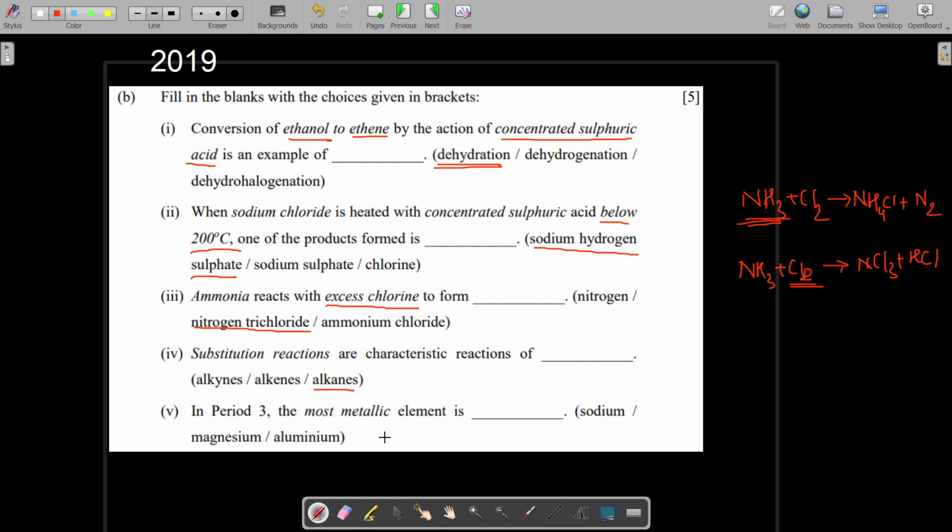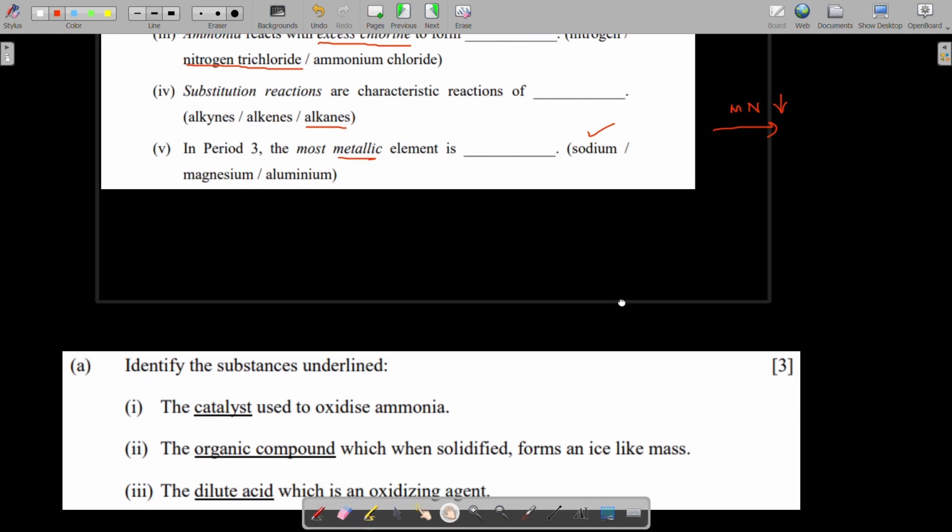Period 3. Most metallic element: sodium, magnesium, aluminium. They are in the same period. So across the period, what happens? Metallic nature decreases across the period. So sodium is the most metallic among these. Go to the next one.